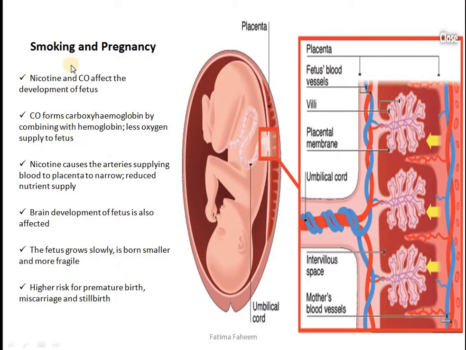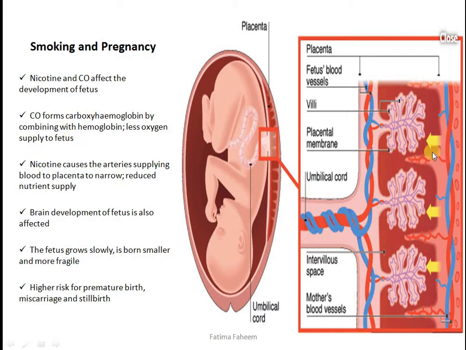Now we have to see the effect of smoking in pregnancy. To understand these points, first understand the structure of the placenta and how it connects the fetus with the tissue of the mother. All these structures will be studied in detail in the chapter on reproduction in animals, but for now understand that there is a structure which connects the mother's tissue with the fetus to let the fetus have the necessary nutrients and oxygen to develop.